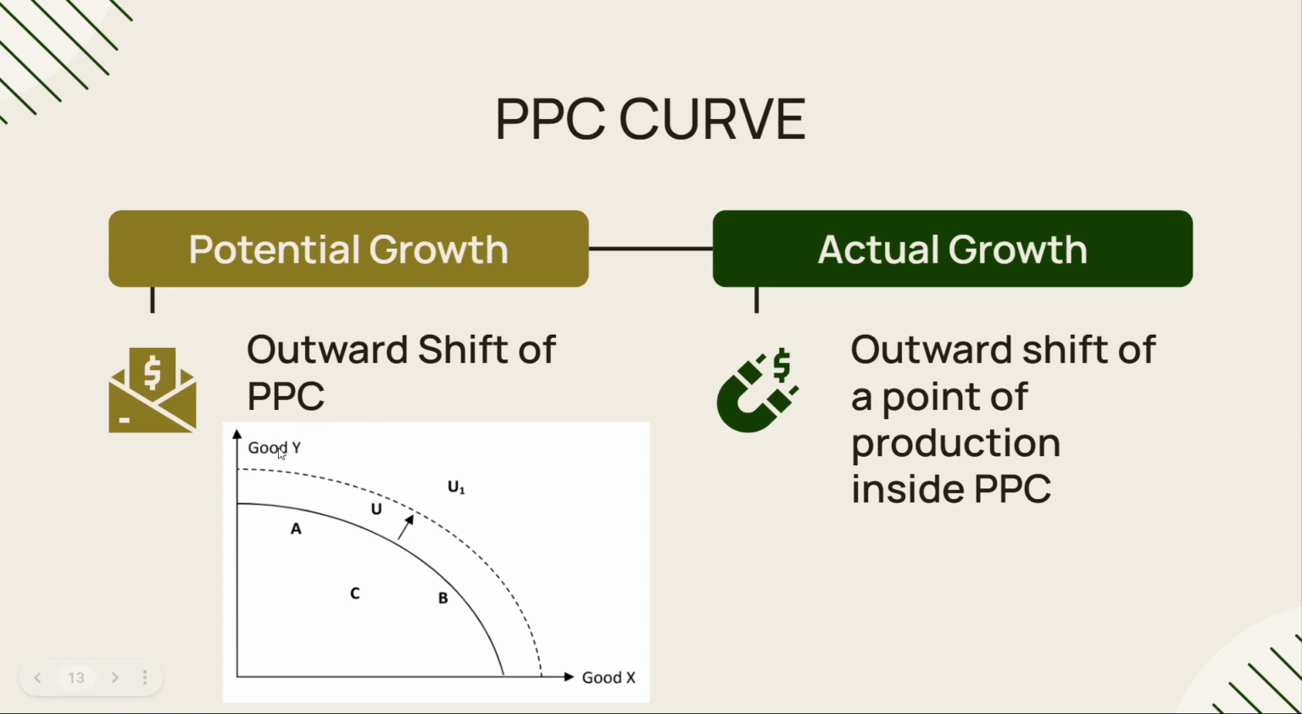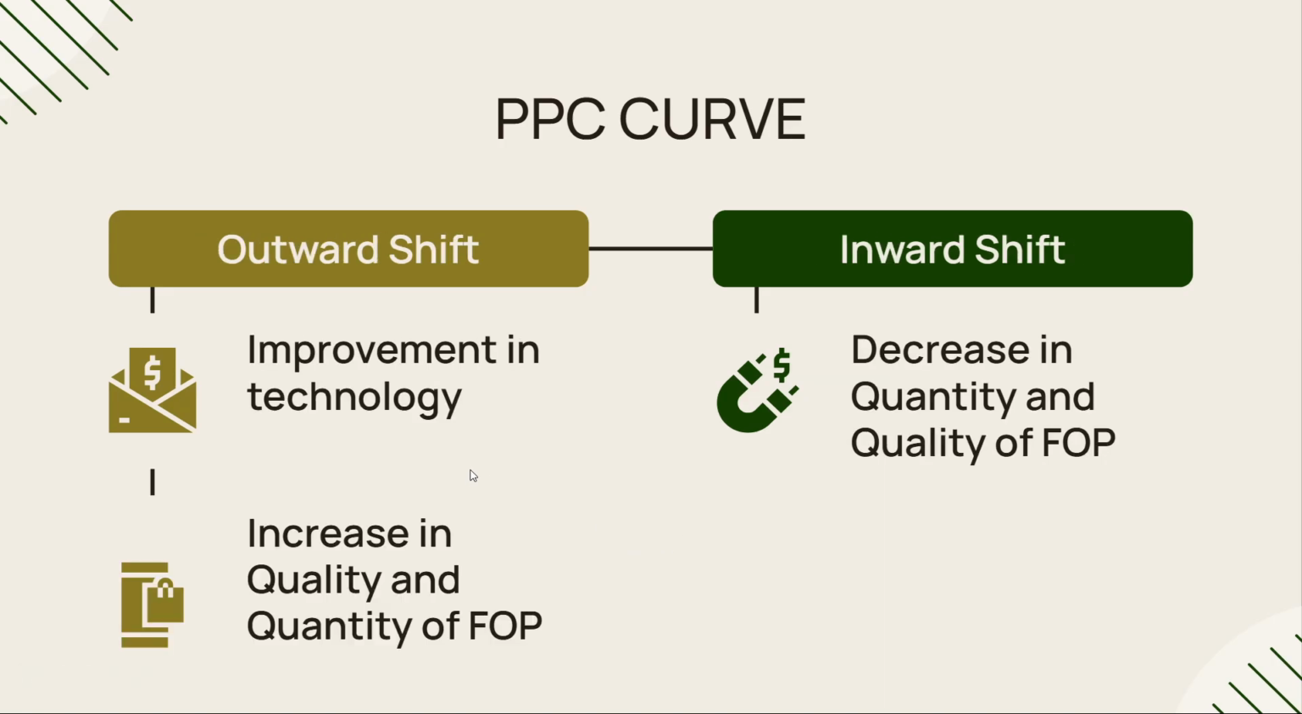Potential growth is indicated as an outward shift of the PPC, so from point U to U1, or actual growth, which is a move from a point within the PPC to a point along the PPC, so C to A or C to B. So it can also shift outward or inward.